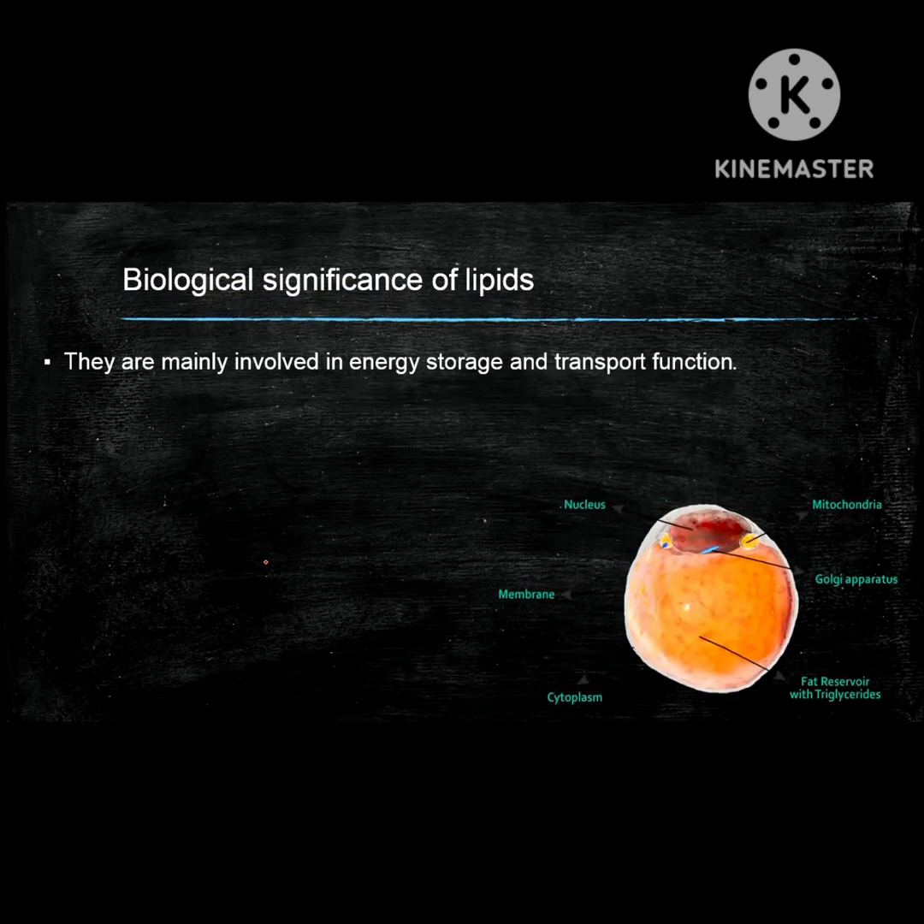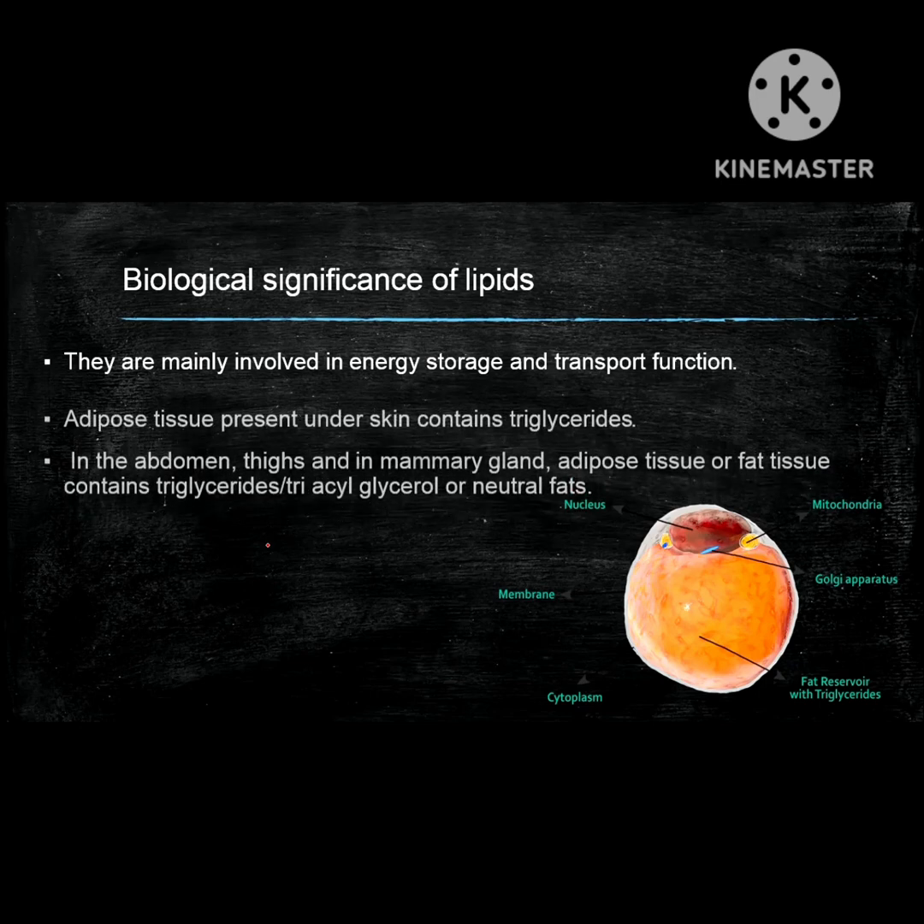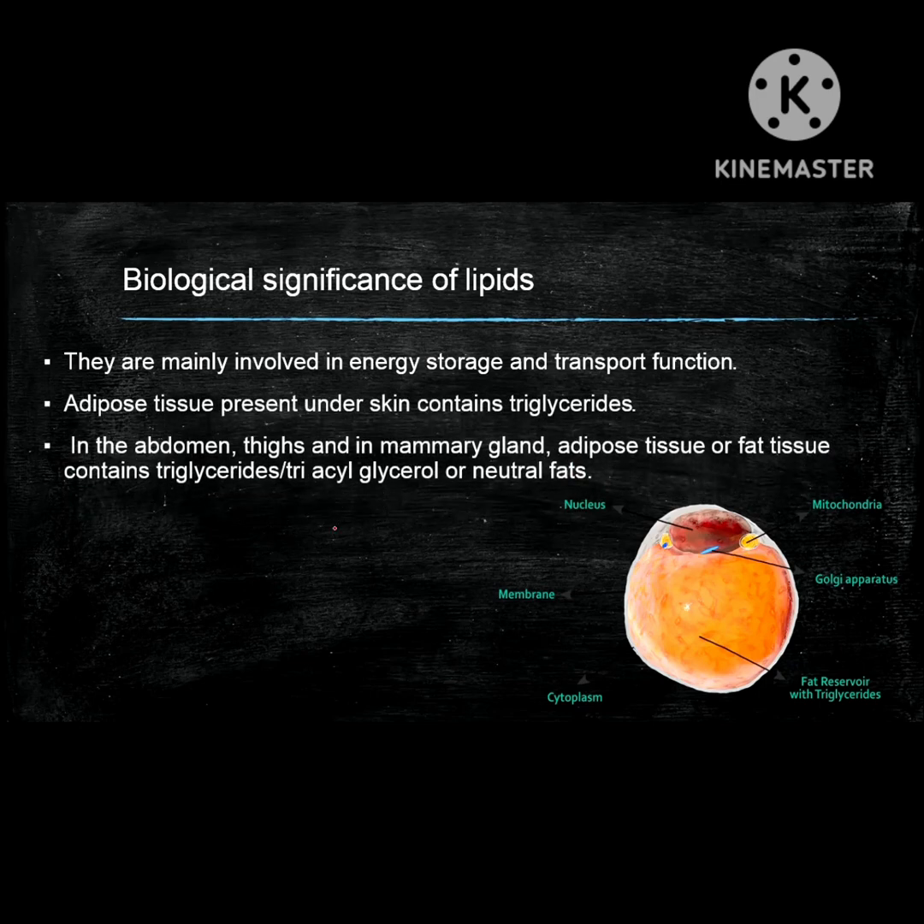See here, I have shown you the example. This is the adipocyte. Adipocytes are the cells meant for the storage of fats. They are mostly found under the skin as subcutaneous tissue. These cells contain a high concentration of triglycerides. These are the lipids. We will discuss these triglycerides in the next class.